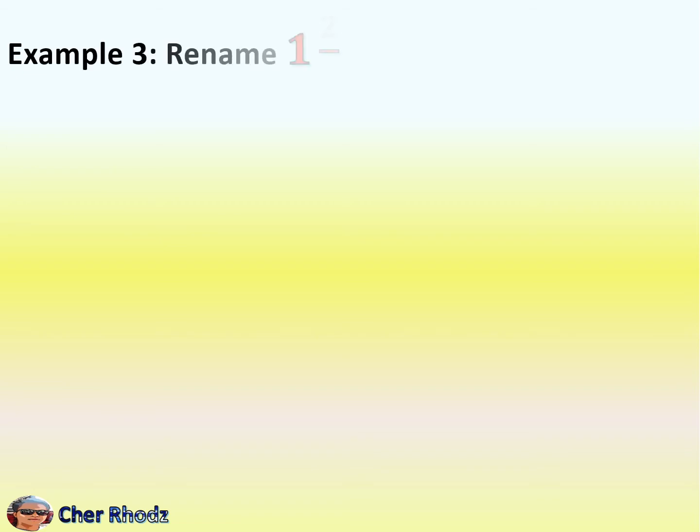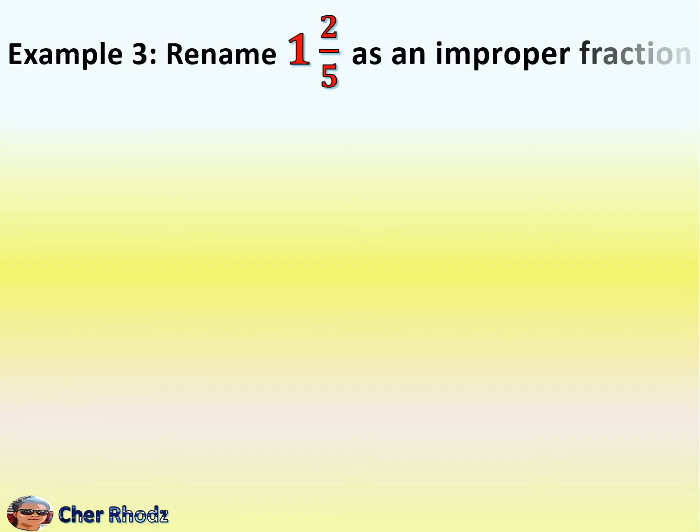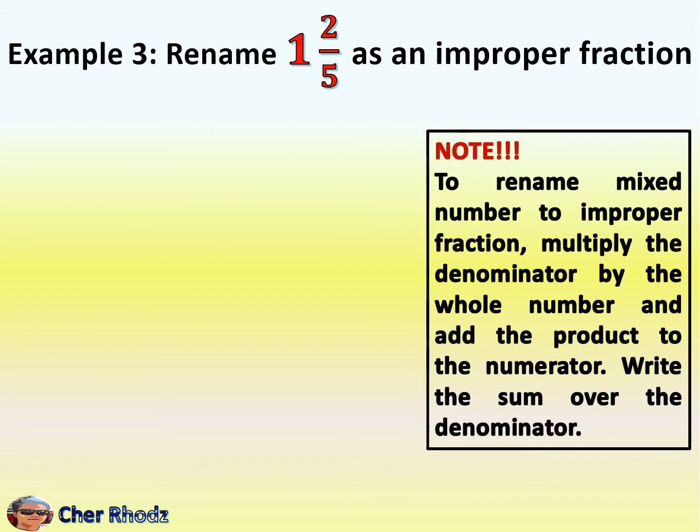Example number 3. Rename 1 and 2/5 as an improper fraction. In this example, we are given a mixed number and we are tasked to rename it to an improper fraction. In doing such task, always bear in mind that in renaming mixed number to improper fraction, multiply the denominator by the whole number and add the product to the numerator. Write the sum over the denominator.